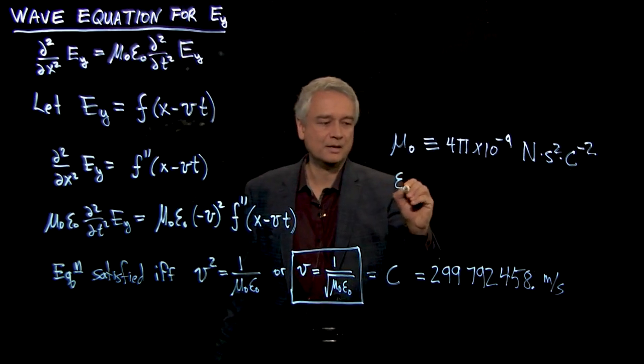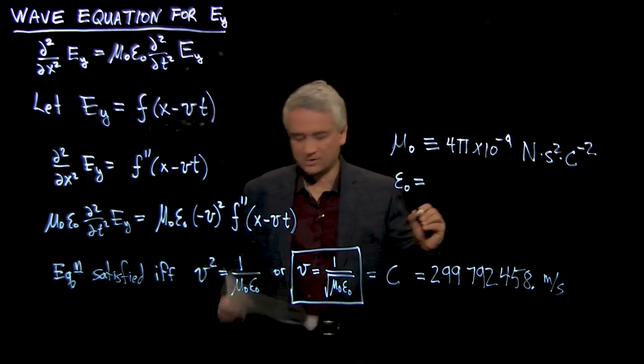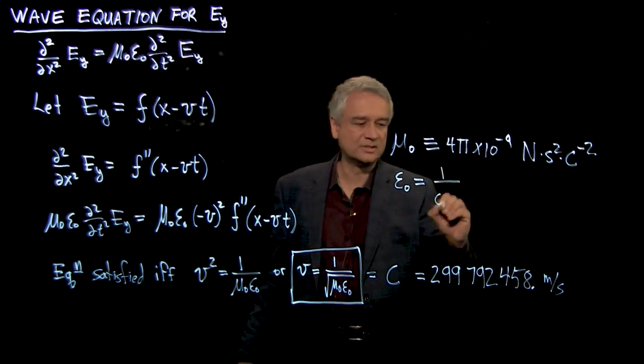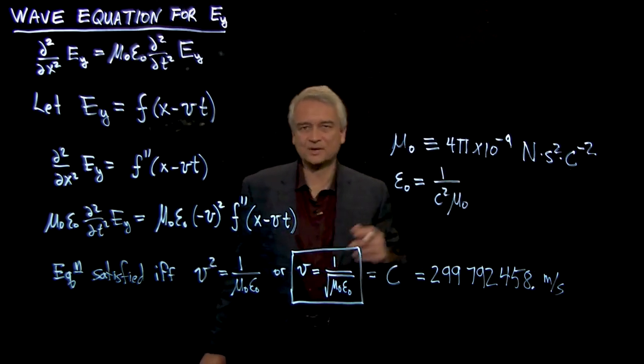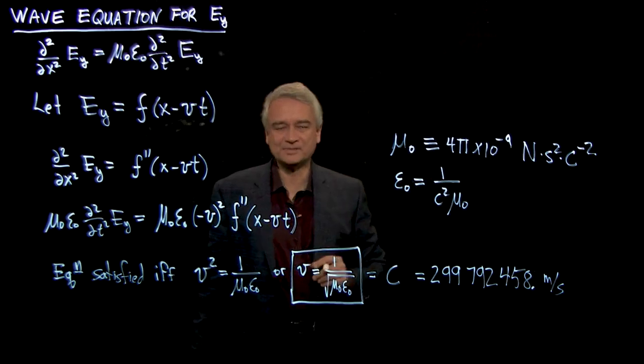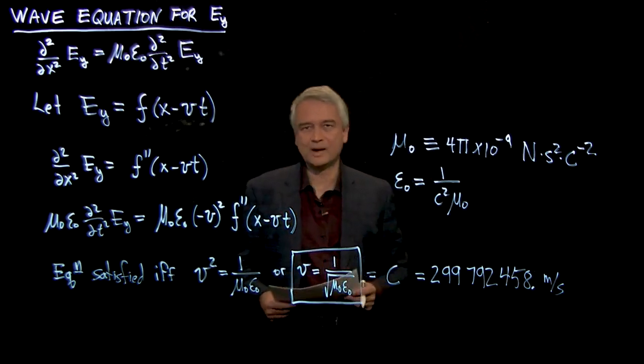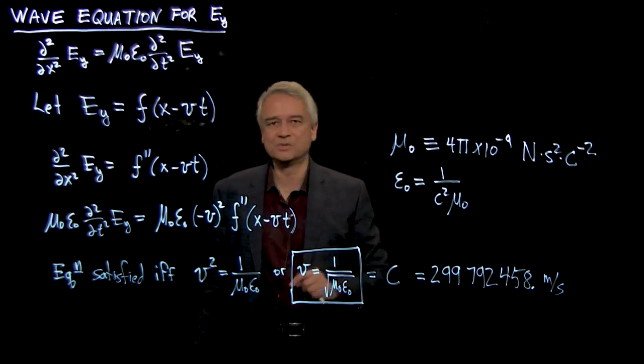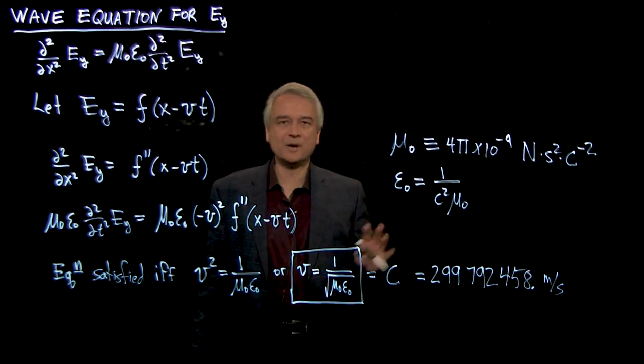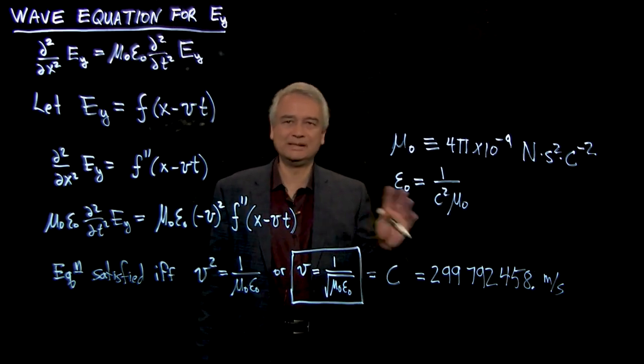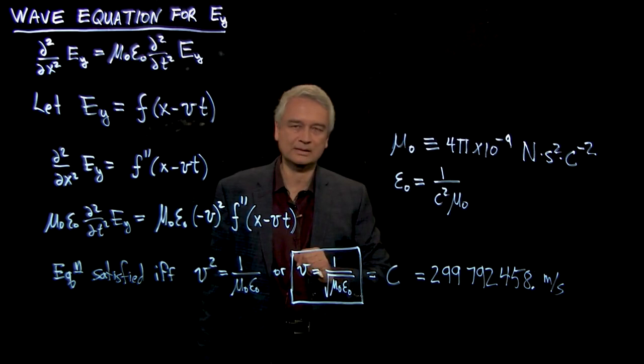And then epsilon naught is given in terms of the other quantities by 1 over c squared times mu naught. And that epsilon naught agrees with the numerical value of epsilon naught that I gave you way back at the beginning when we did Coulomb's law. So that's the modern way of defining them, but it's completely the opposite of the historical way.